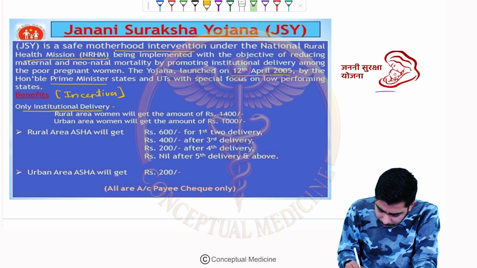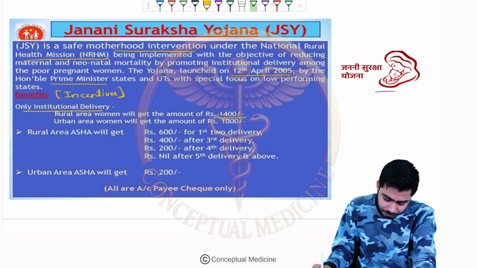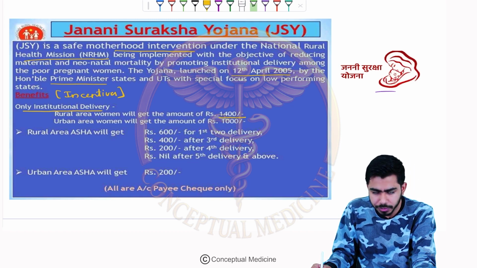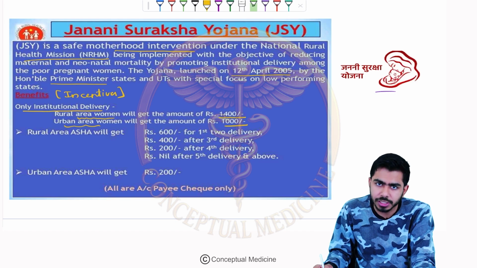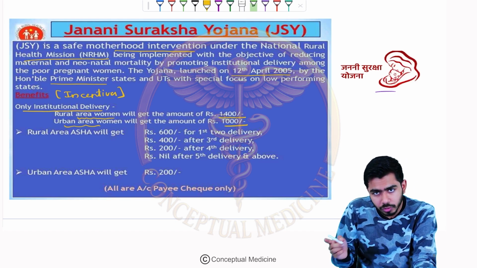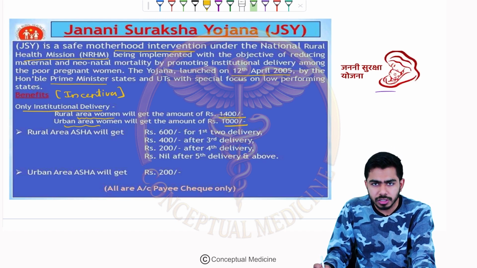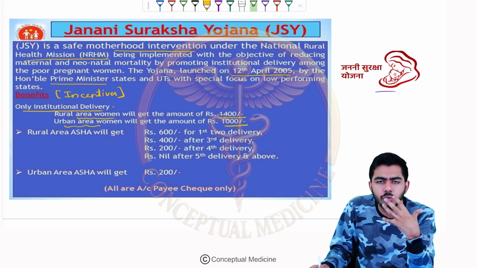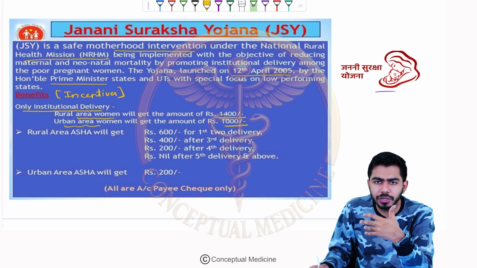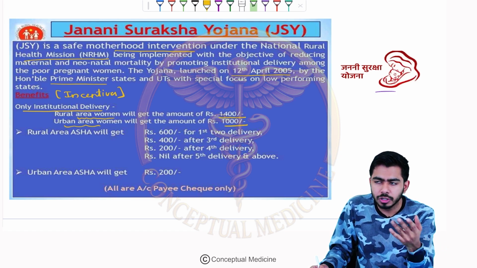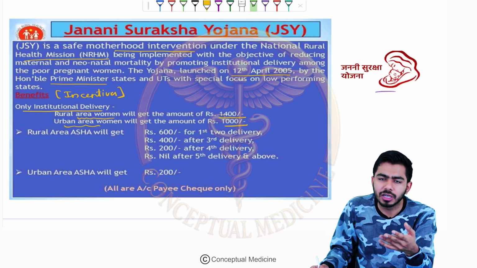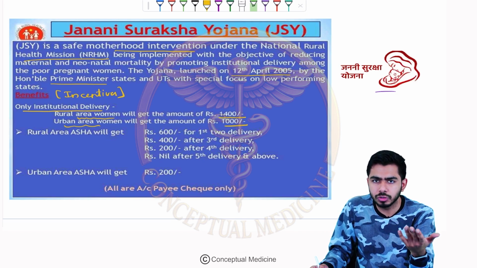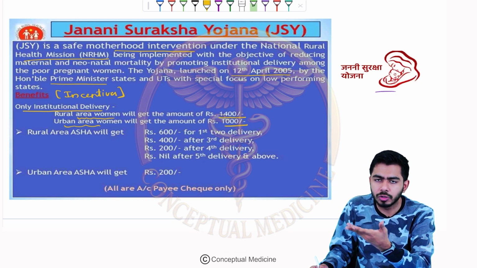So rural area women shall be getting 1400 rupees, and urban area women shall be getting 1000 rupees as incentive, right? The rural area ASHA will also be getting an incentive for that. Why is the ASHA getting the incentive over here? Because the ASHA will be motivating the families for institutional delivery, right? If the ASHA gets the incentive, she will be motivated to motivate other families in the community to go to the hospital for delivery, not home-based delivery, right?